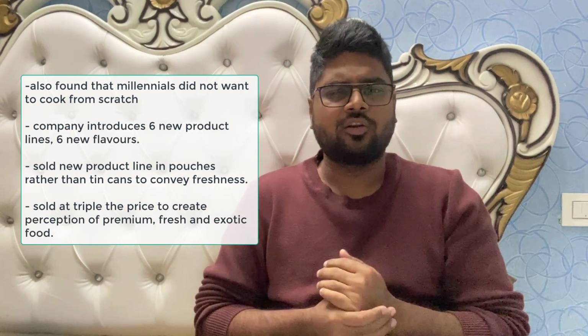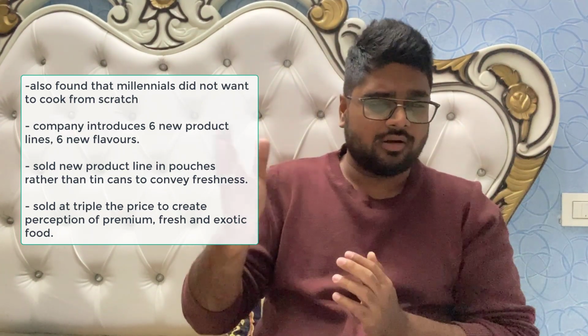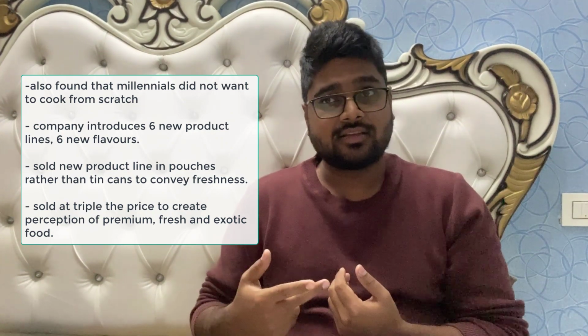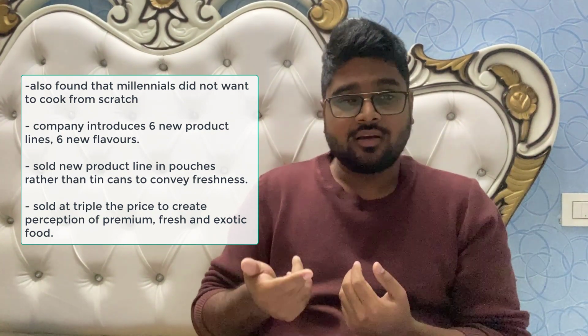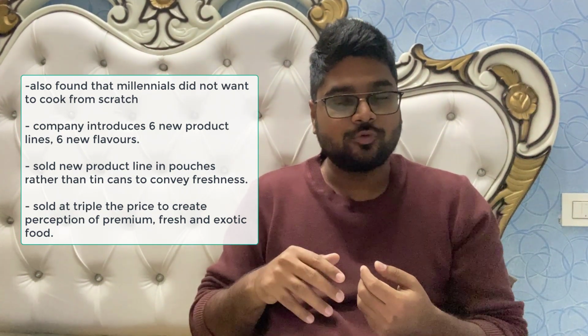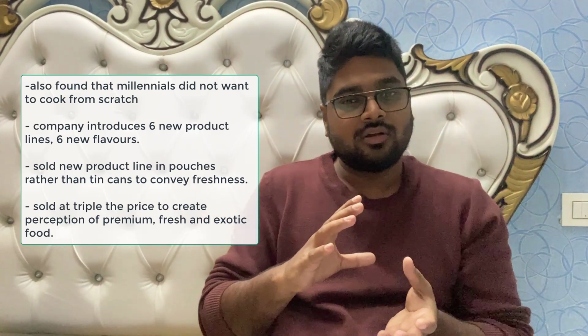So to cater to the new segment, the company also did lots of acquisitions where it went into the fresh product market and other things. But let's talk about the soup. To cater to that segment, after realizing the need, the company launched 6 new varieties of soups, right? That were much more exotic, triple the price of what they were currently selling their soups at, and they shifted from tin cans to pouches.